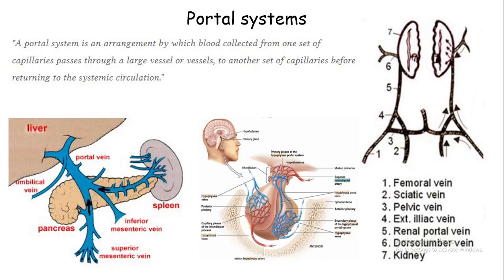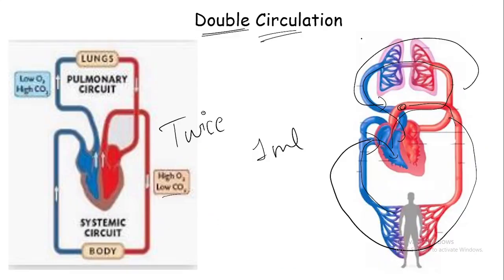The definition says a portal system is an arrangement by which blood collected from one set of capillaries passes through a large vessel or vessels to another set of capillaries before returning into the systemic circulation. Let me read the definition again for you: a portal system is an arrangement by which blood collected from one set of capillaries passes through a large vessel to another set of capillaries before it joins the systemic circulation. Same as it is seen here.